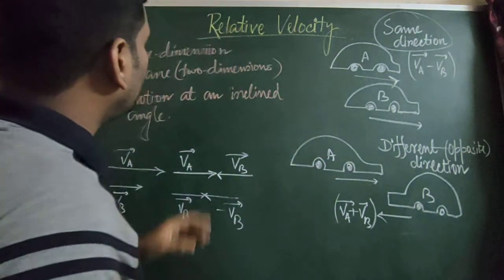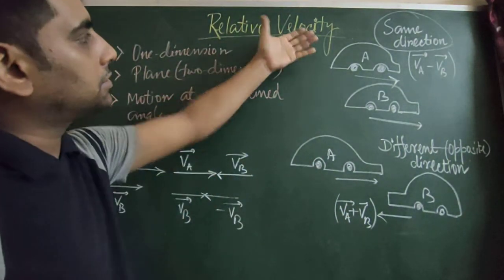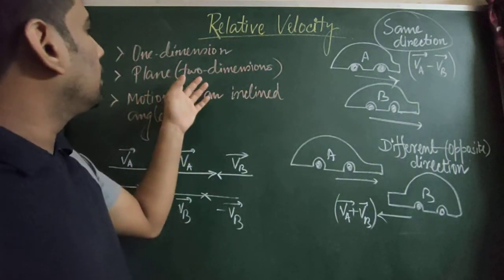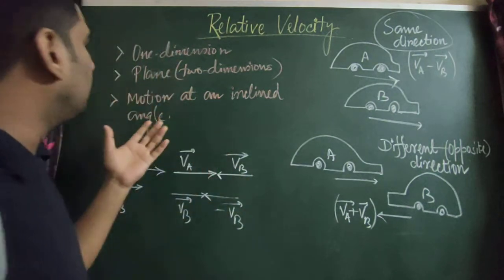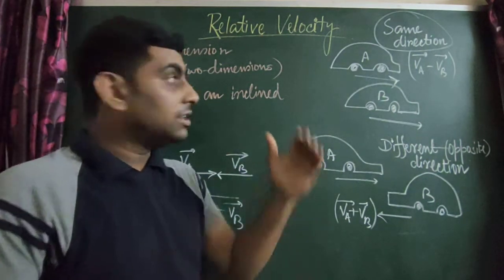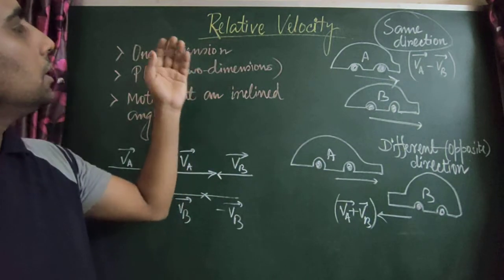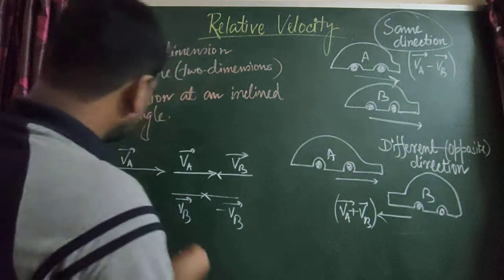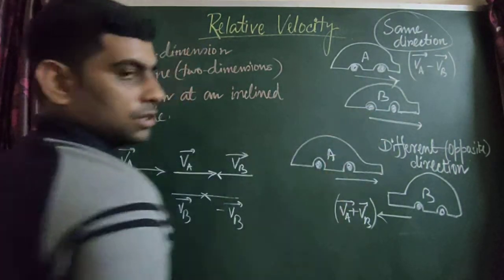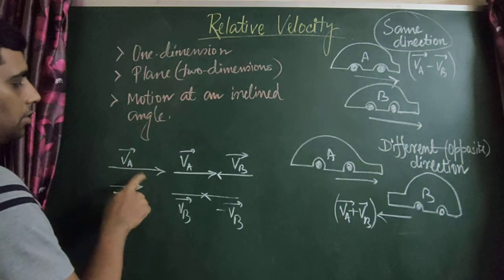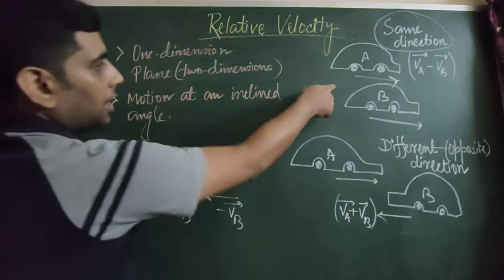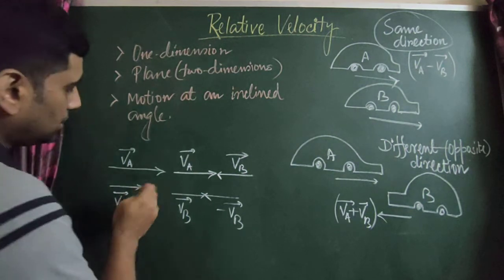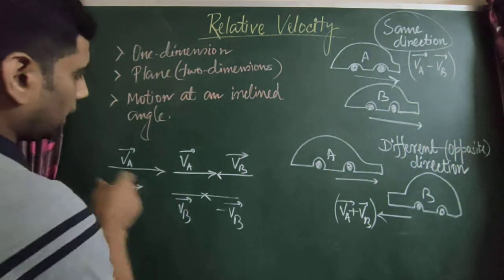To discuss this, I have separated the discussion into three parts: one-dimensional motion, then a plane, that is two-dimensional motion, and motion at an inclined angle. I will discuss them one by one. In one dimension, how do we calculate the relative velocity? For that, I have taken two objects, A and B. VA is the velocity of the first object A, and VB is the velocity of the second object, where VA is greater than VB, as you can see from the length of the vector.